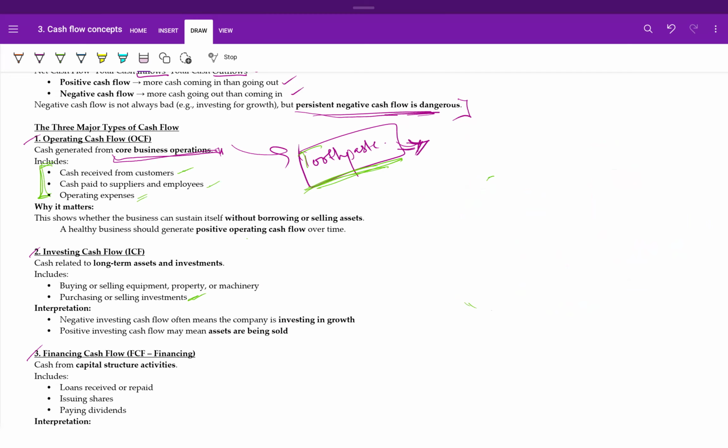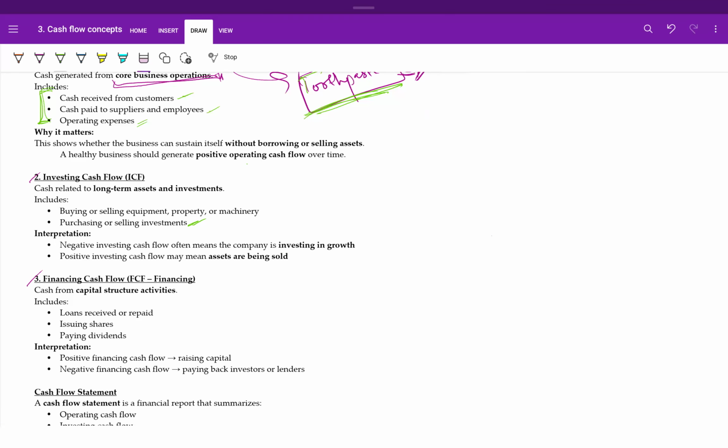Okay, let's talk about cash flow from investing activities. Cash flow from investing activities is related to cash from long-term assets and investments. This includes buying or selling of equipment, property or machinery, or purchasing or selling of investments. Having a negative cash flow from investing represents that the company is investing in growth.